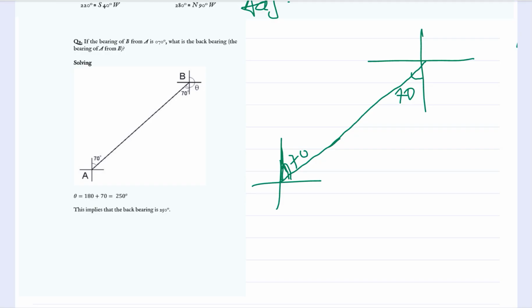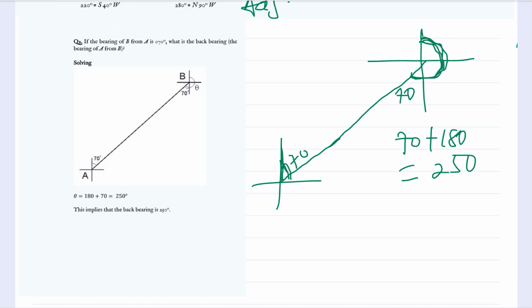So if this is 70, then what will I do now? That would be 70 plus 180 degrees, which will give us 250 degrees. And you see that is true. If it's coming from here to here, it can be 250 degrees. Do you understand that now?